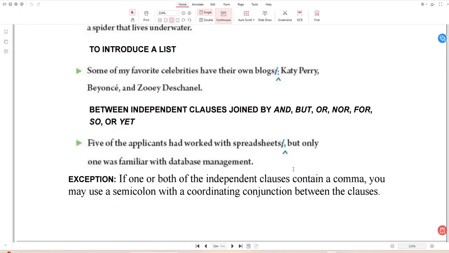We don't use a semicolon between independent clauses joined by and, but, or, nor, for, so, yet, otherwise known as FANBOYS. Five of the applicants had worked with spreadsheets, and we don't use semicolons there, we use a comma, but only one was familiar with database management. If one or both of the independent clauses contain a comma, you may use a semicolon with a coordinating conjunction between the clauses.